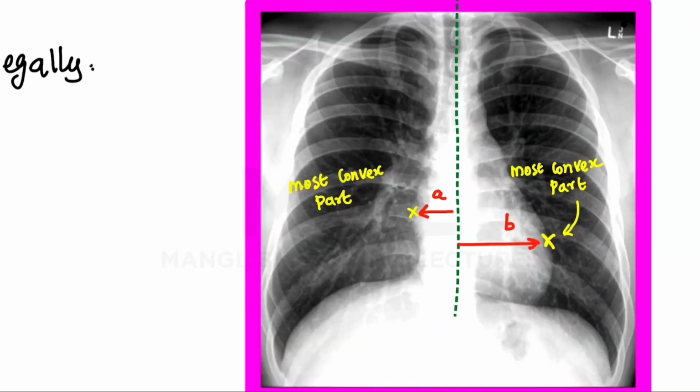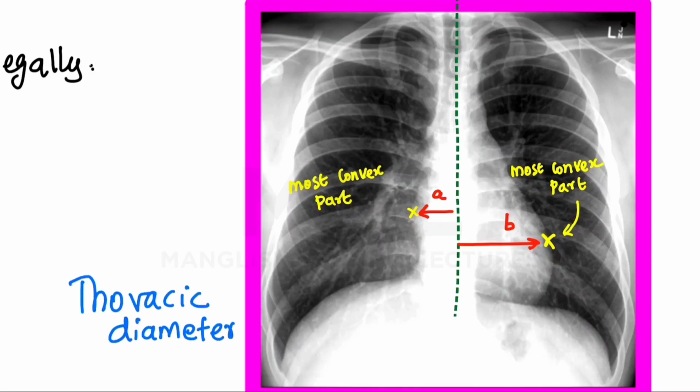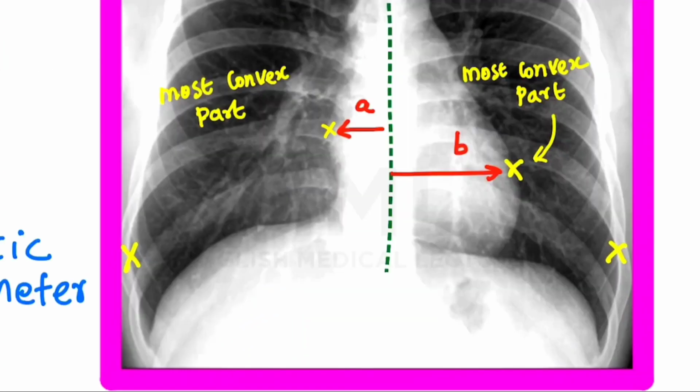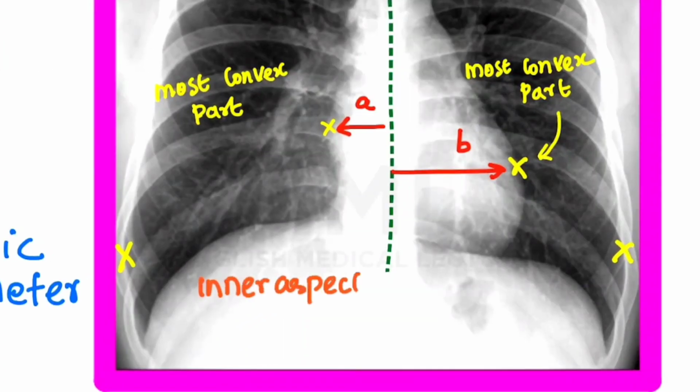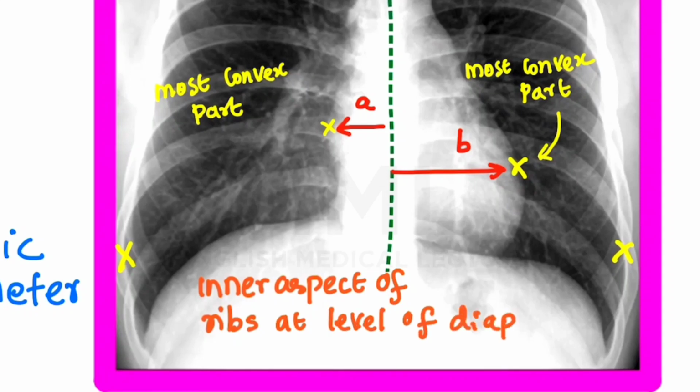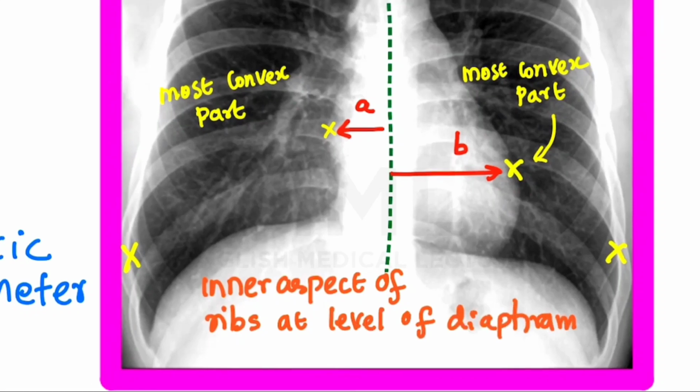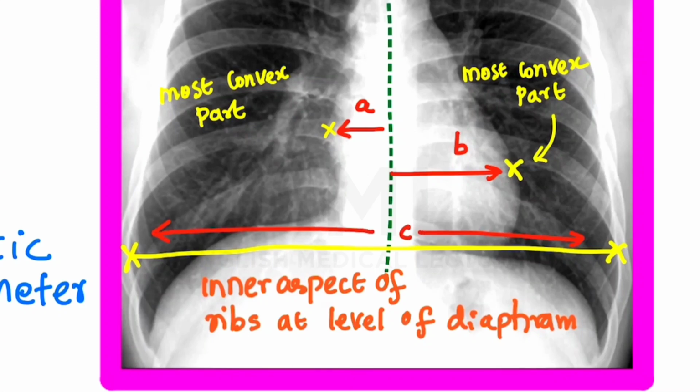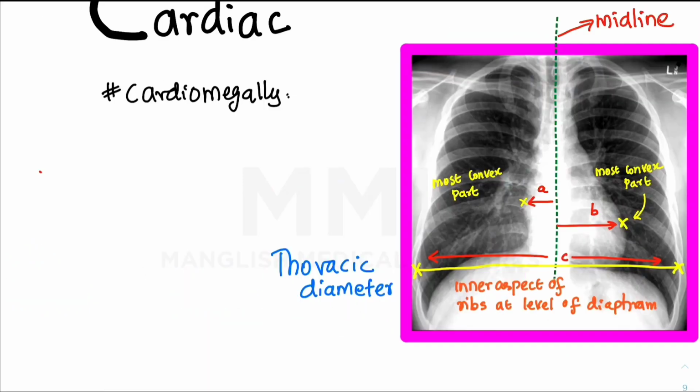Okay, now we have to draw a thoracic diameter. How do we draw a thoracic diameter? It's very simple. You have to mark again 2 points, and how do we mark them? Inner aspect of the ribs. We mark them from the inner aspect of ribs at the level of diaphragm. Okay, now we draw a line and that is our thoracic diameter. And we name it as what? Thoracic diameter, and we call it C. So we have A, B and C. I hope you guys understood the 3 measurements.